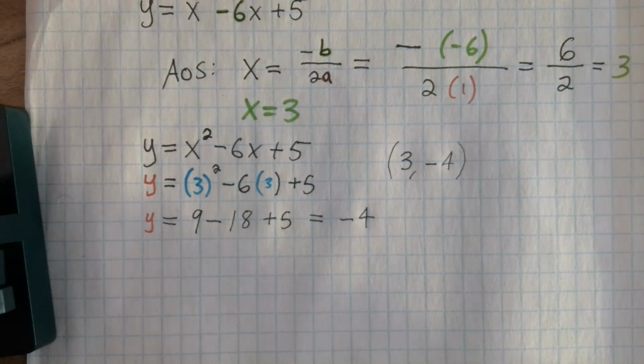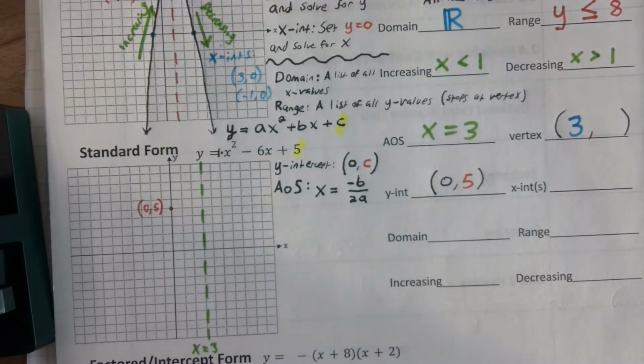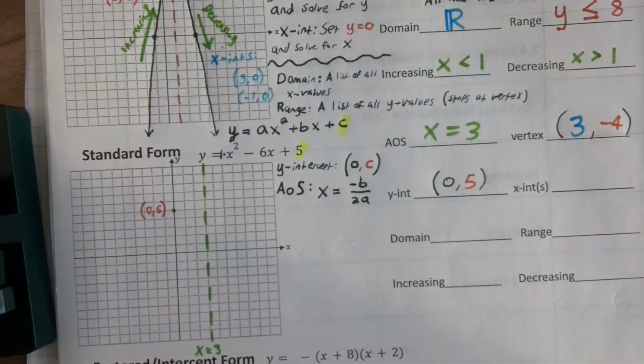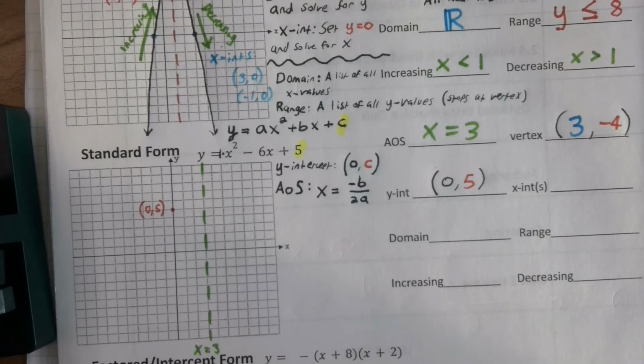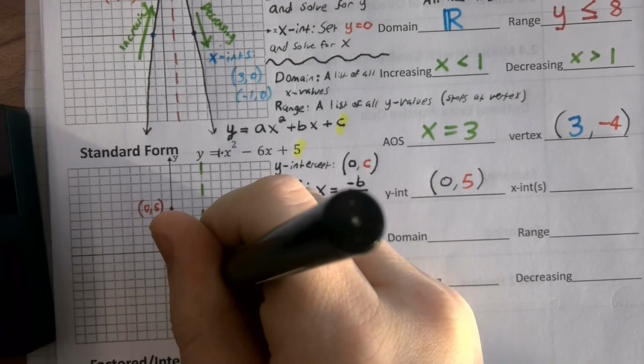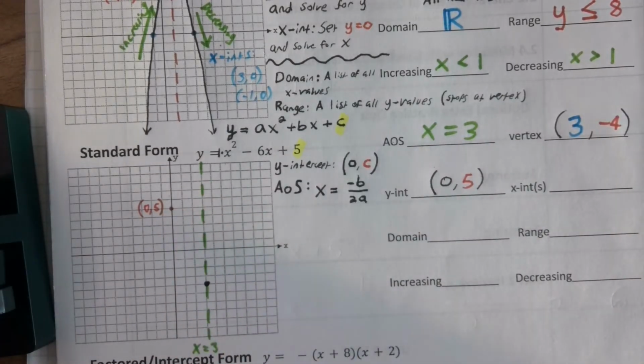Anytime you know one coordinate of your vertex, you can find the other by plugging it in. We know now that our vertex is at (3, -4). So our vertex is going to be right around here. Bam. Just like that.